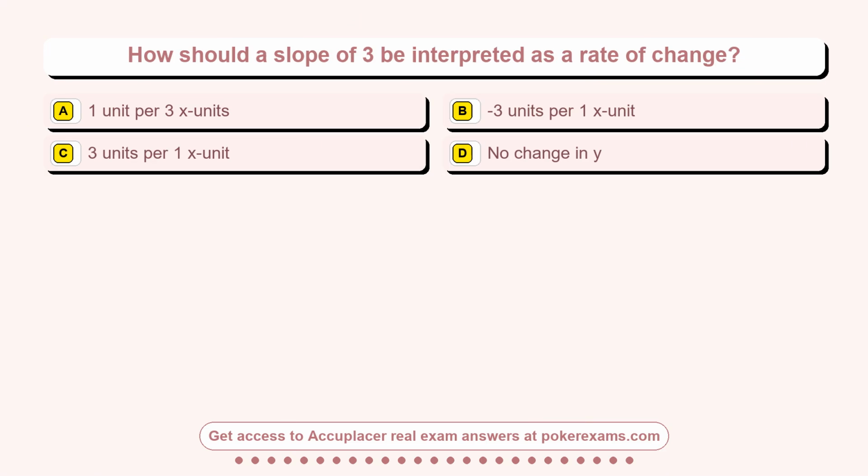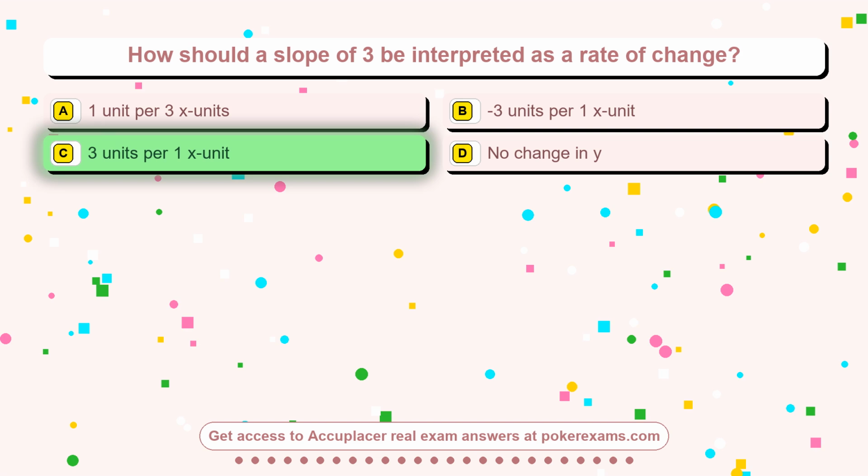Question 25. How should a slope of 3 be interpreted as a rate of change? Option A, 1 unit per 3 x-units. Option B, -3 units per 1 x-unit. Option C, 3 units per 1 x-unit. Option D, no change in y. The correct answer is option C, 3 units per 1 x-unit.